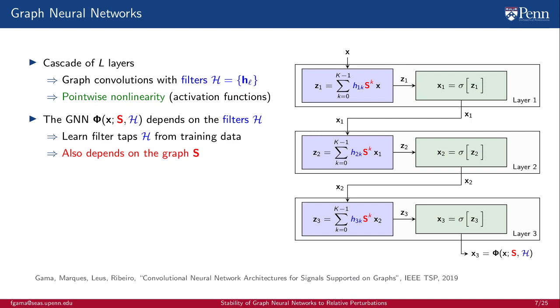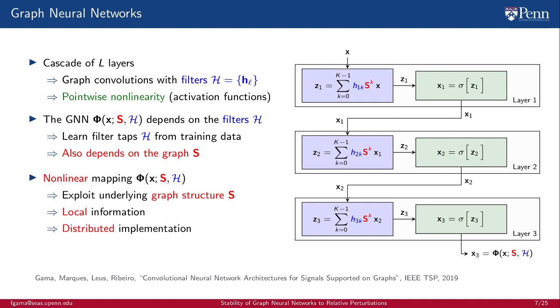The GNN depends on the filters h, which we learn from training data, but also depends on the graph structure S. In summary, a GNN is a nonlinear mapping that exploits the underlying graph structure S. It relies on local information only and has a distributed implementation.